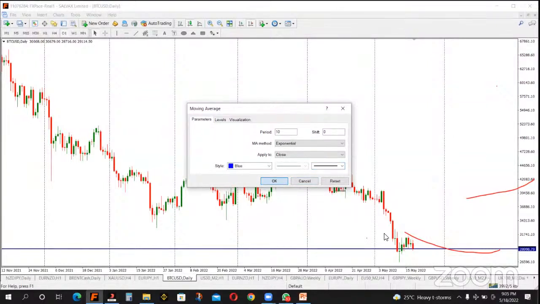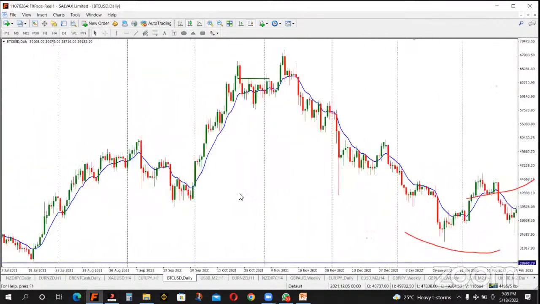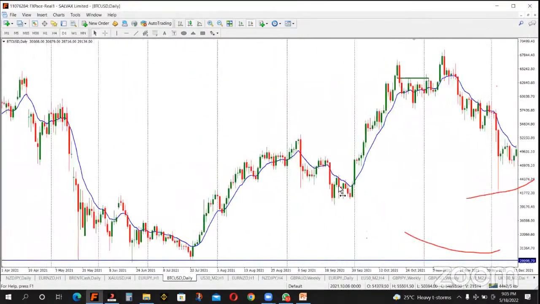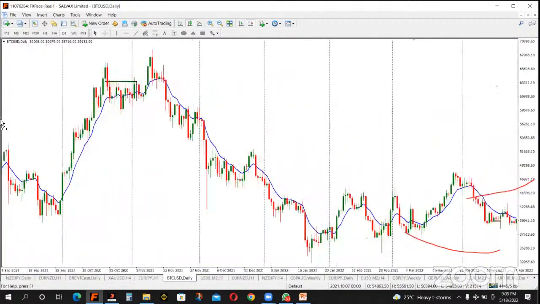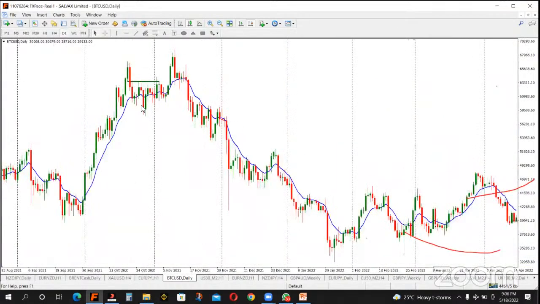Have you seen the moving average on my chart? Look at the 10 period moving average on my chart. This is the 10 period moving average. It's like a thin rope that is following the price. If the price is going up, it will be following the price. If the price is going down, it will be following the price. That's why we say it is dynamic support and resistance.